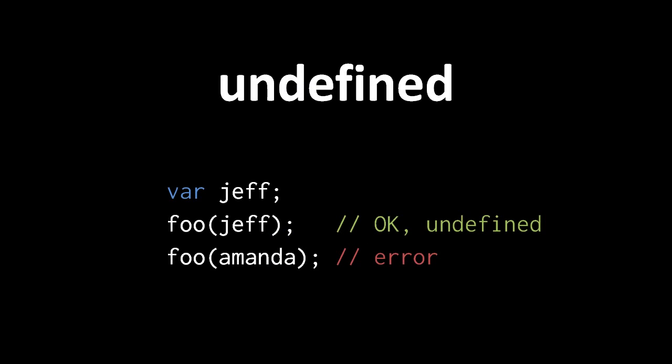When we declare a variable but don't give it a value, its value is not null as you might expect, but rather a different value called undefined. So here, for instance, if we declare a variable named Jeff without any initial value and then pass Jeff as argument to a function, the parameter for that argument receives the value undefined. In contrast, a variable which hasn't been declared doesn't exist, and so if we attempt to use an undeclared variable, like Amanda here, that triggers an error.